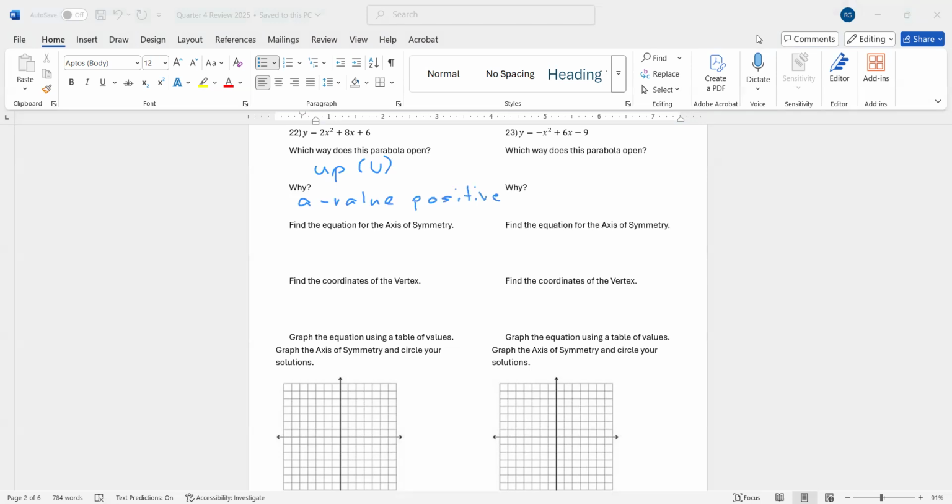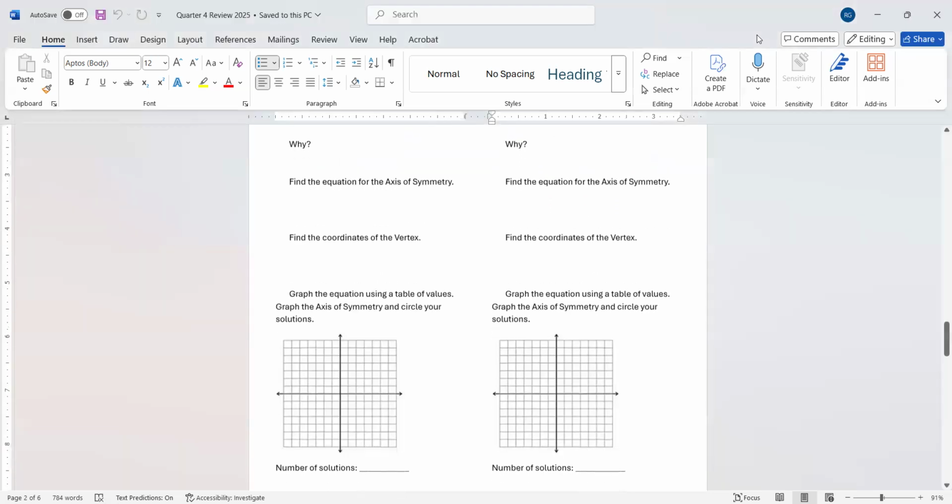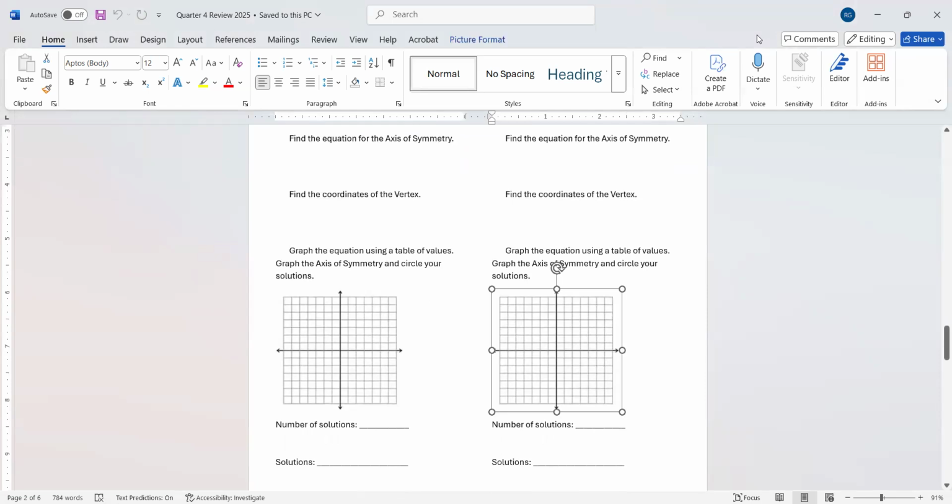How about the second one, 23 there? This one opens down. It's a frowny face. Why? Because the a value is negative. It's -1 here. I am going to do something here so I can show you everything because I know it's coming here. I'm going to scroll down so we can see the whole thing.